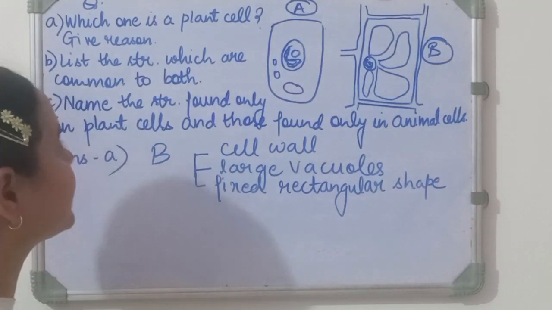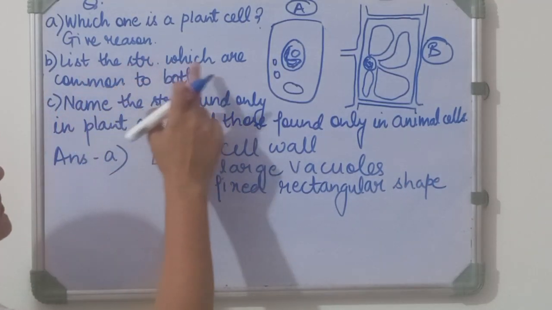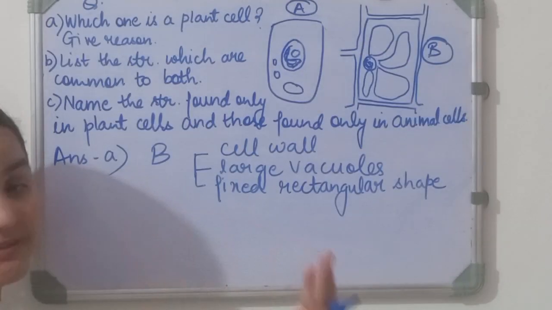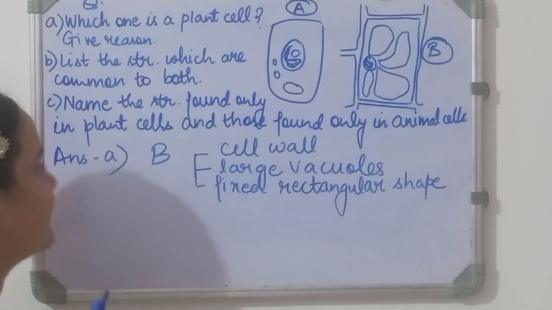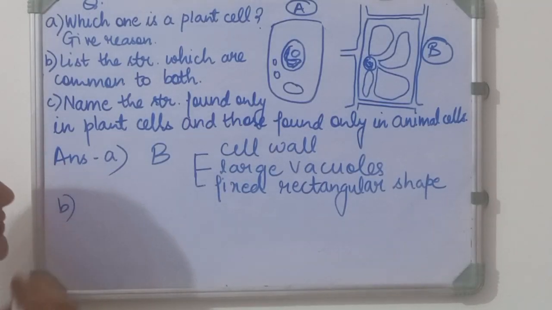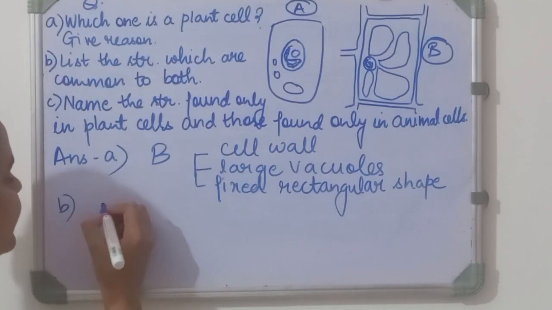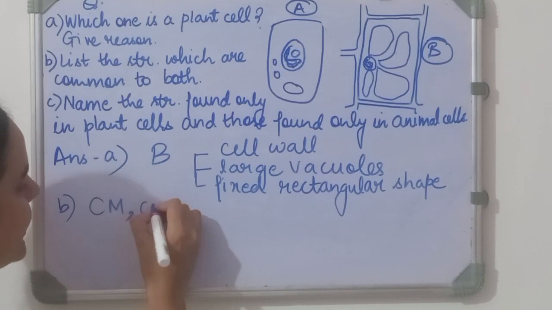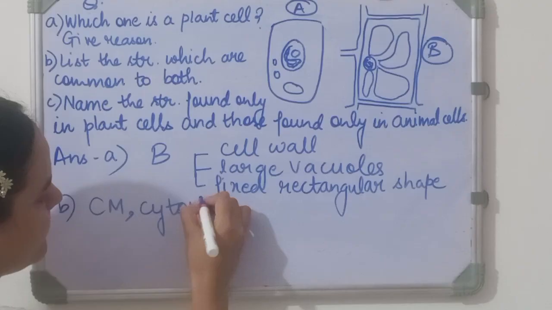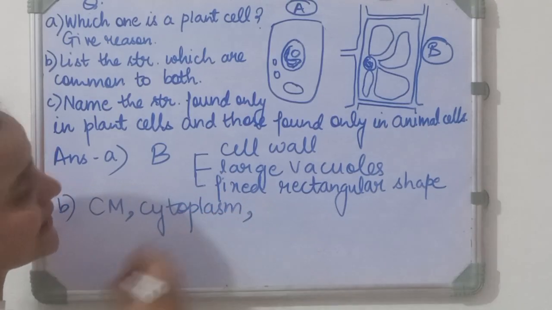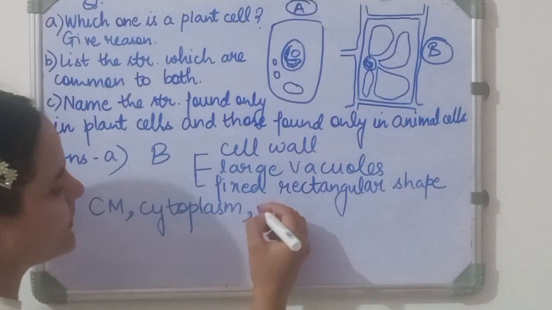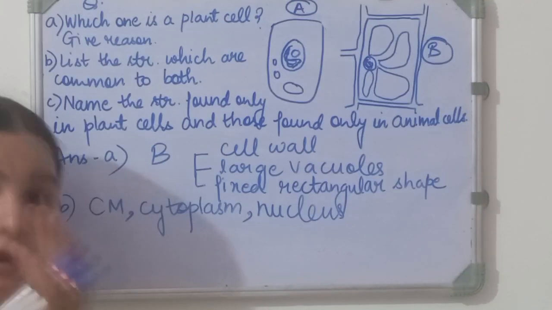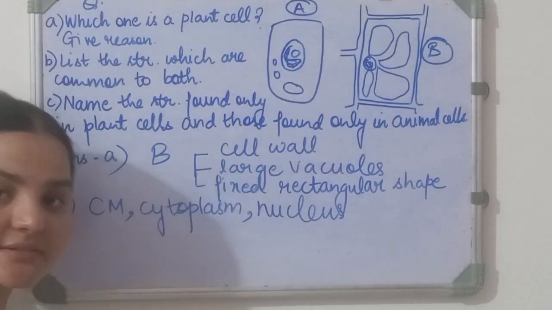Okay, now next part. List the structures which are common to both. It is asking for the common structures which are present in both animal and plant cell. So for B option, we know cell membrane is common, cell membrane. Then this whole empty space, cytoplasm. Then this nucleus is common. Similarly, mitochondria, endoplasmic reticulum, all those things are also common.